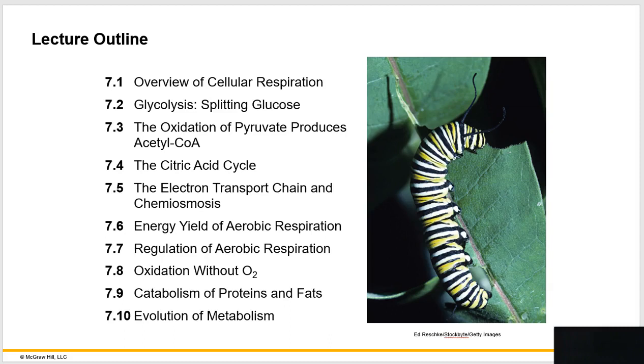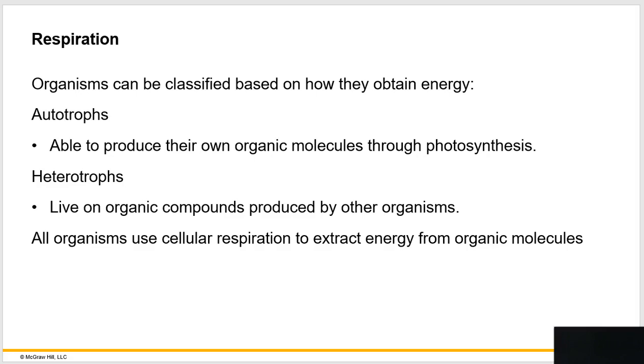Well, in respiration, when we talk about organisms that do respiration, we typically talk about heterotrophs, organisms that live on the organic compounds that are produced by others. But really, autotrophs do respiration too. Plants have to do cellular respiration. Photosynthesis builds the glucose, but the plants will then take that glucose and put it through respiration. Some students are confused that plants do photosynthesis, animals do respiration, which is partially true, but plants also do cellular respiration.